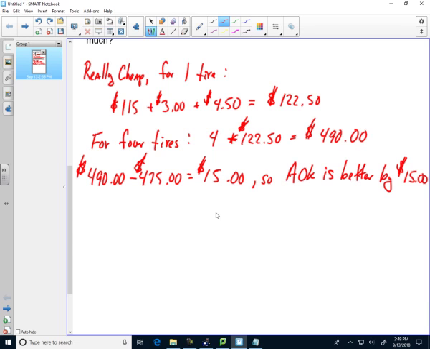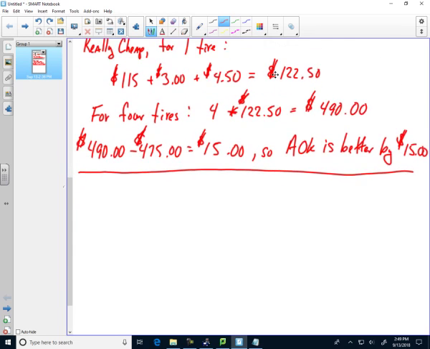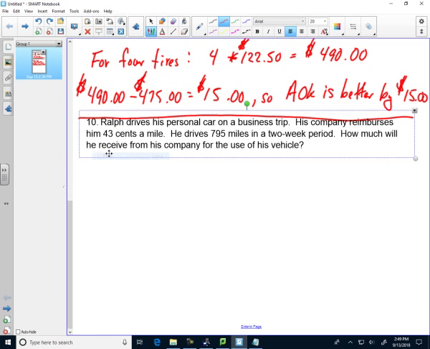So it's important to be able to figure that out, though, isn't it? We don't want to spend that other $15. All right, everybody okay with that?